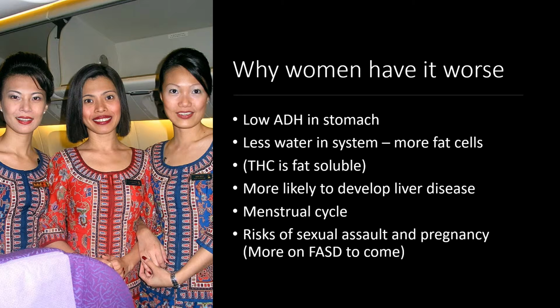Women are more likely to develop liver disease as a result of drinking alcohol because one drink produces higher blood alcohol levels in the woman. Alcohol can also affect the menstrual cycle, and women have risks from sexual assault and pregnancy, as well as the possibility, if they get pregnant, of having damage to the unborn fetus. We'll talk more about fetal alcohol spectrum disorder in future videos.